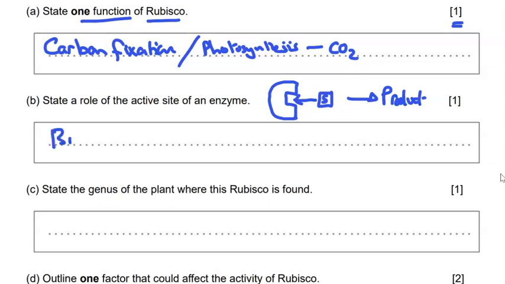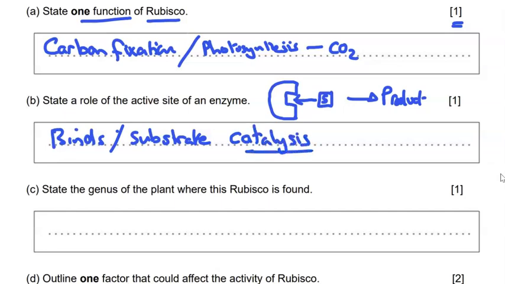I would say it binds or accepts the substrate, and I think a key word here is catalysis. So catalysis of that into the product. Okay, so we have the binding of the substrate to the enzyme, and then that creates the catalysis of the product. So that's what the active site does.